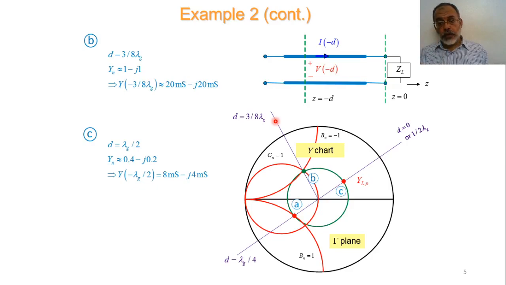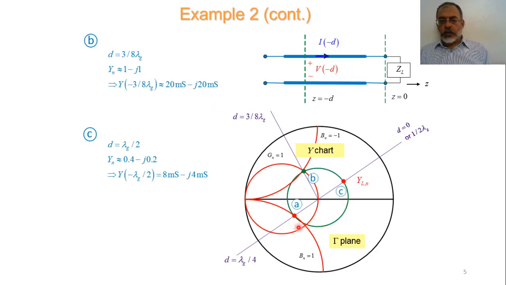Then we take the line from this point to the origin of the Smith chart. The intersection with constant gamma will correspond to the input admittance in this case. So the input admittance in this case would be 1, because it lies on the circle G equal 1, minus j1. And once again, remember that the upper half in the admittance chart is negative. So this 1 minus j1, multiplying it by Y0, would be 20 millisiemens minus j20 millisiemens.